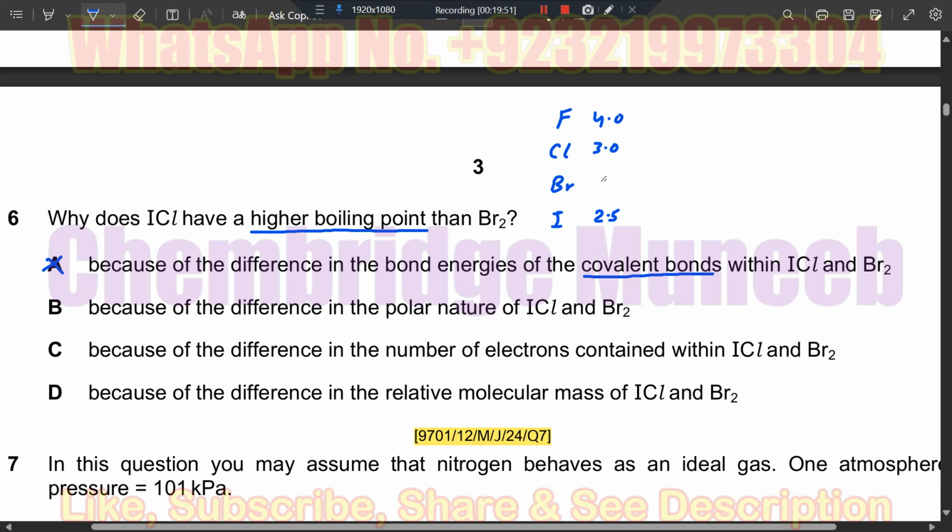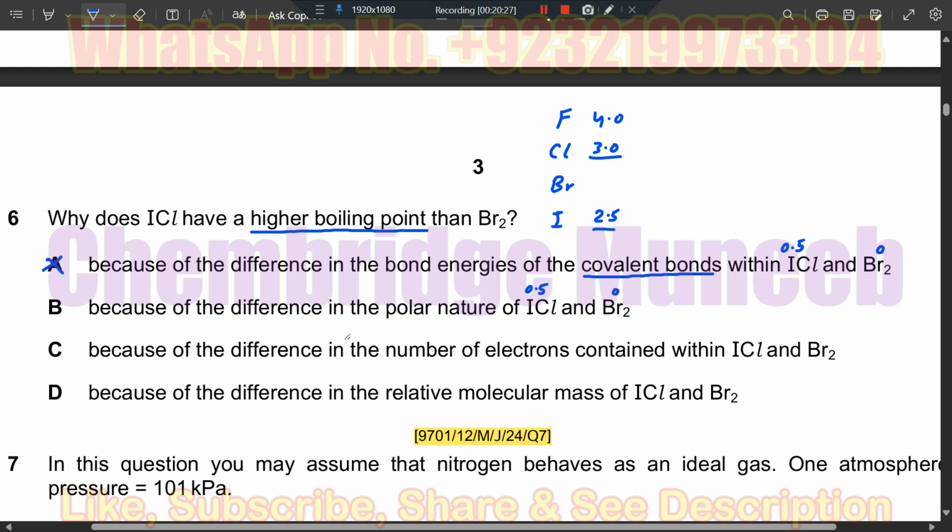So we say that iodine to chlorine should be this much difference. It is almost 0.5 difference between them. And for the bromine molecule, it is totally zero since both atoms are the same. So there is no difference in them, which means I will write here 0.5 difference and 0 difference here. So the polar nature could be the factor since there is a change of 0.5 in ICl but no change in Br2. So it could be the reason. Let's check the other options as well.